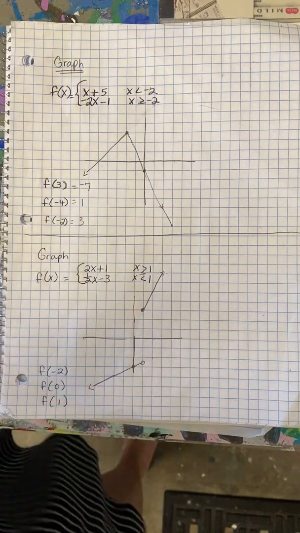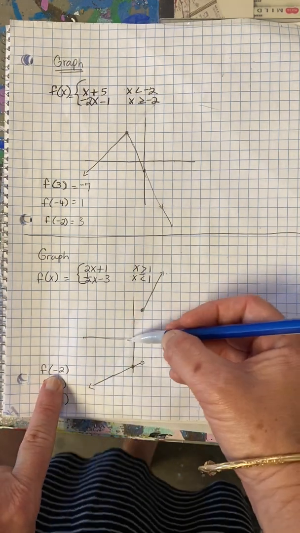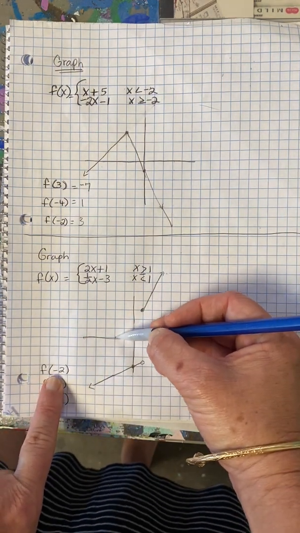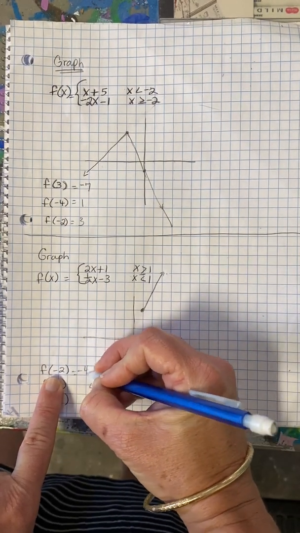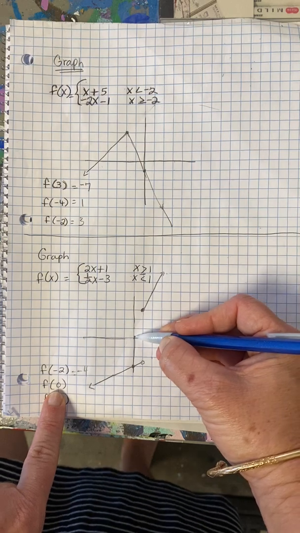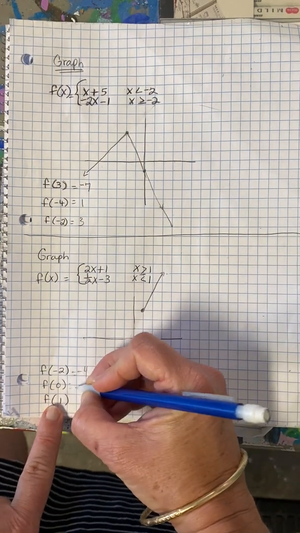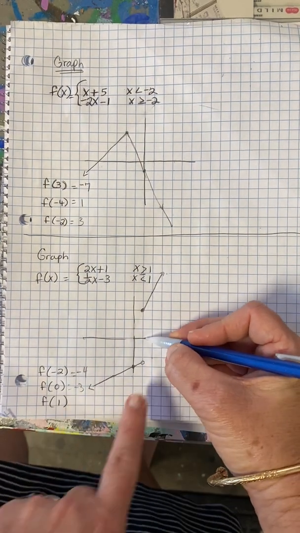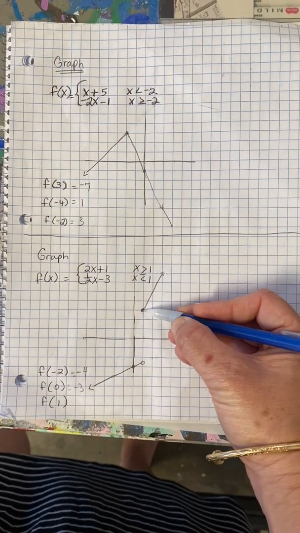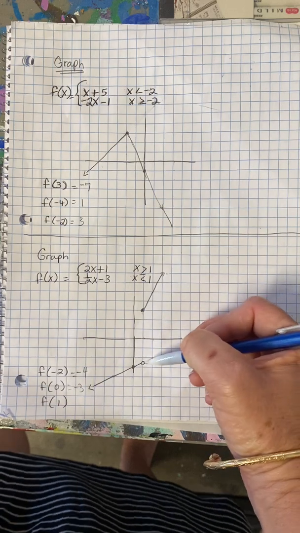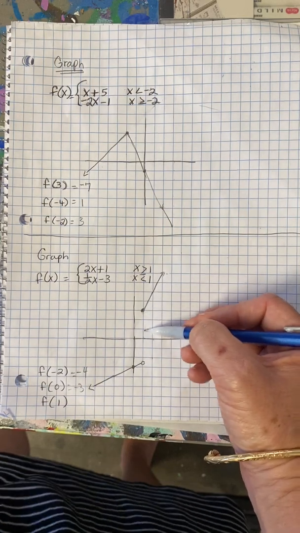So you have 2 different sections. And now I can answer these questions. F of -2, well, at -2, 1, 2, 3, I'm at -4. At 0, I'm at -3. And at 1, well, which one am I going to use? The one that had the solid dot, because I'm including 1. This would not be included here. So I'm going to get 3.